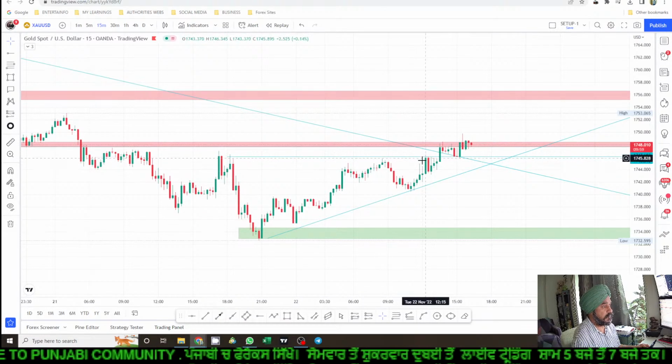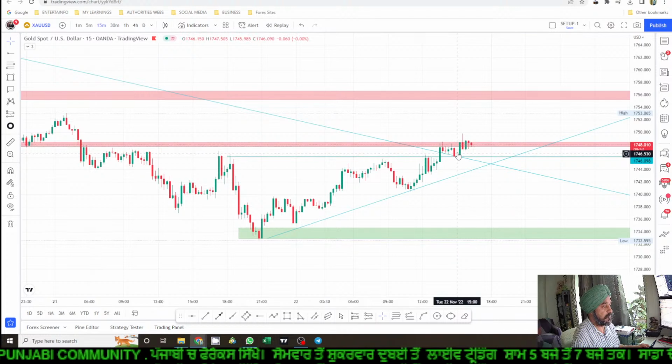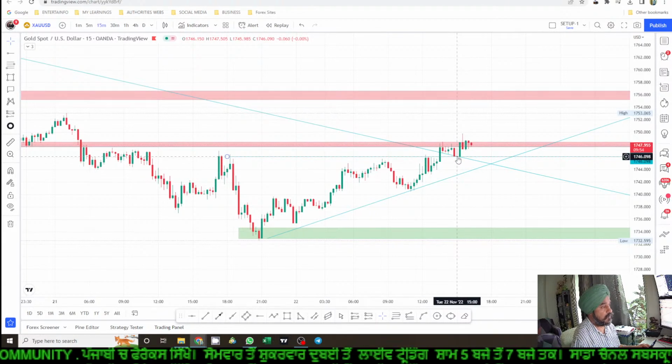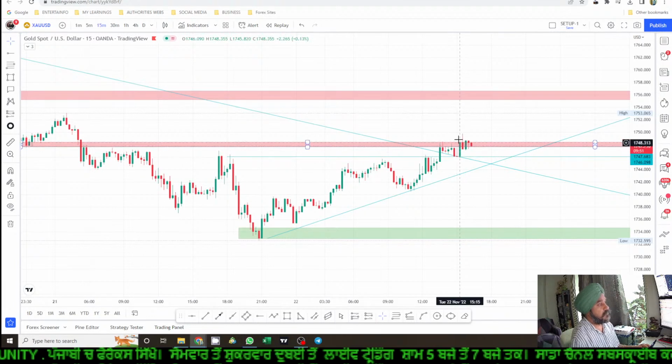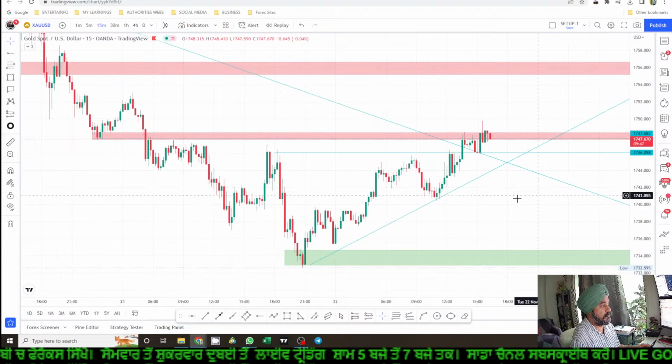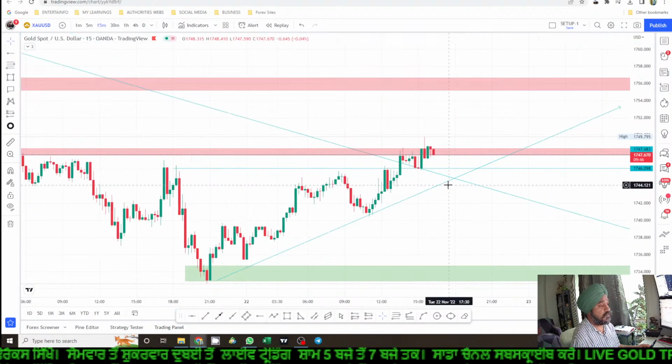So previous resistance, then breaking up, then coming down. Okay, turning into spot, and keep maintaining its movement upside this zone. Okay, so there is no clear movement today.